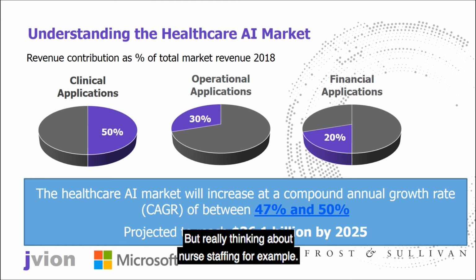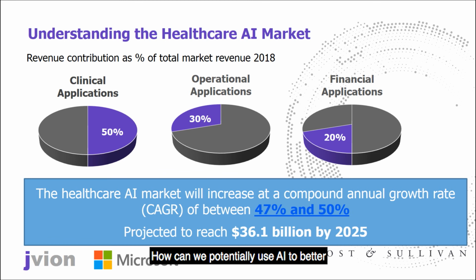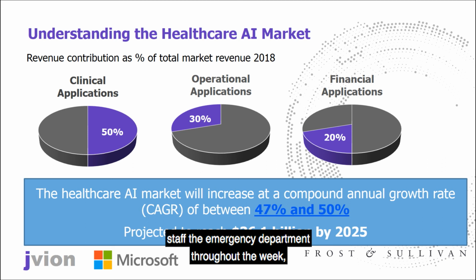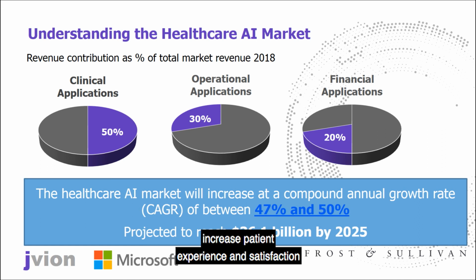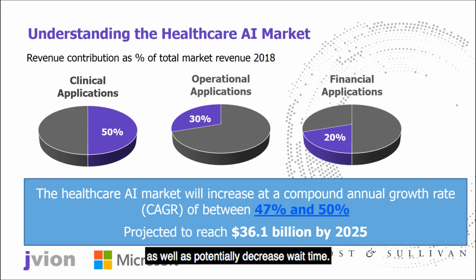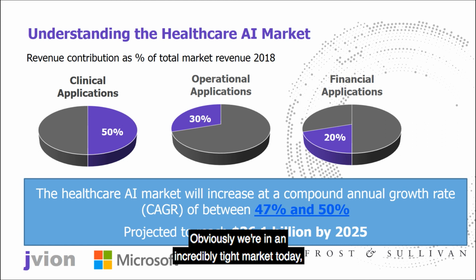This has been, to some extent, a long-time game within healthcare, but really thinking about nurse staffing, for example. How can we potentially use AI to better staff the emergency department throughout the week, throughout the year, that will potentially increase patient experience and satisfaction, as well as potentially decrease wait time? So that's just another example of an operational application.